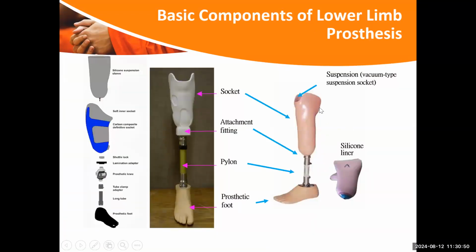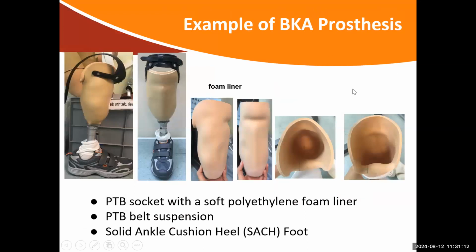And this is the basic component of a lower limb prosthesis. There is a liner inside, and this is the rigid socket. I brought along a prosthesis that I will show you tomorrow. It is also like this: there is a foam liner inside, and this is the rigid socket. Sometimes they have a belt to fixate onto the thigh, so it won't fall off.